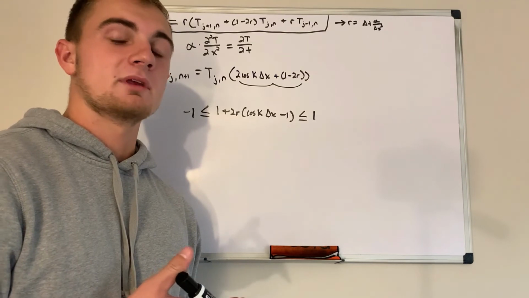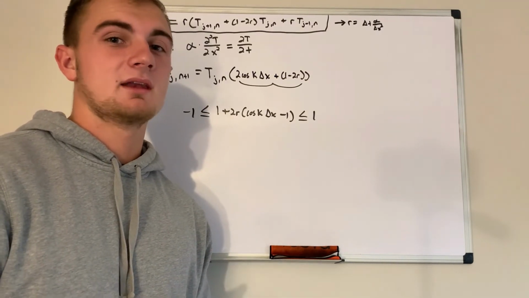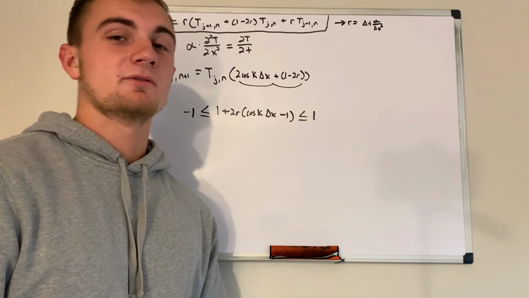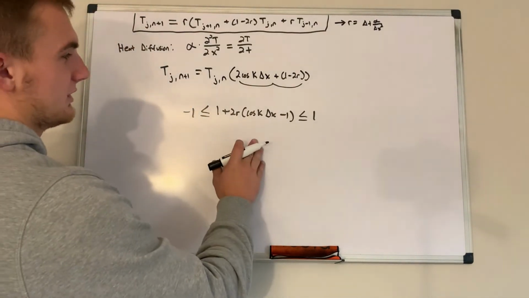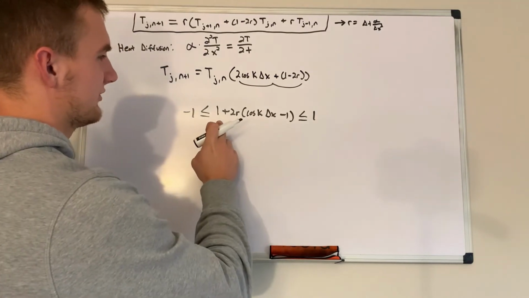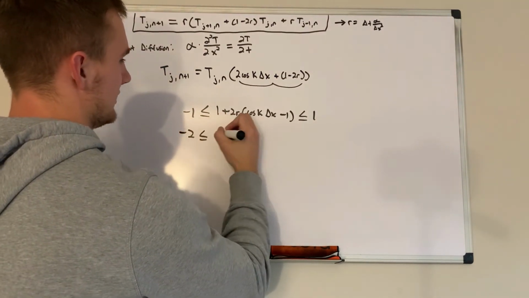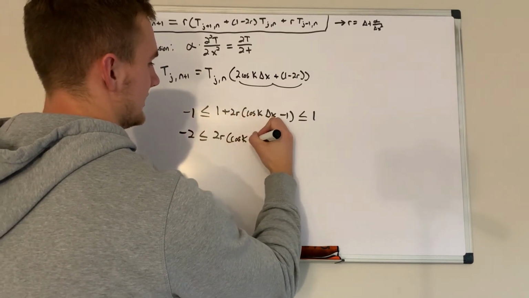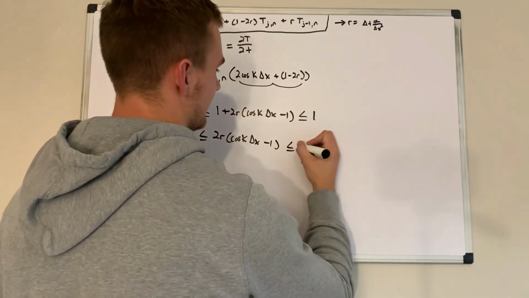And remember, when we plotted our temperature profile, we obviously saw that we had a bound, in this case an upper bound for R, before our plot went a little crazy. So what we want to do here is essentially solve for R. First I'm going to subtract a 1 from each side. So I have negative 2 less than or equal to 2R cosine k delta x minus 1. On this side we will have less than 0.